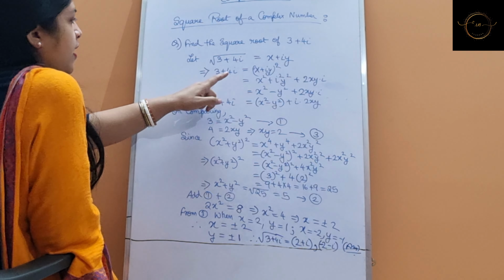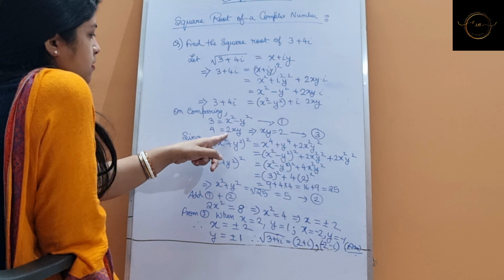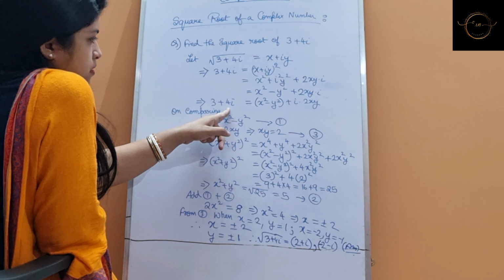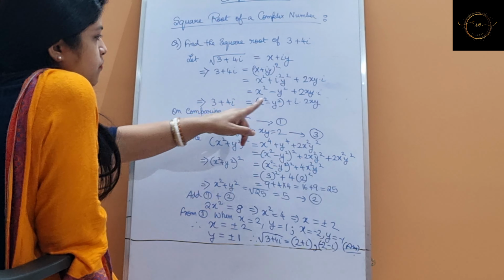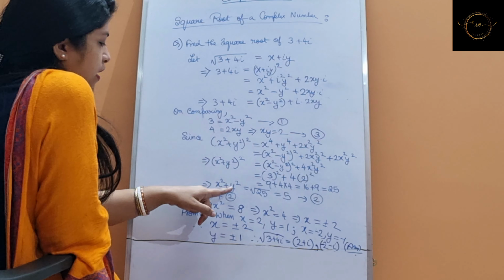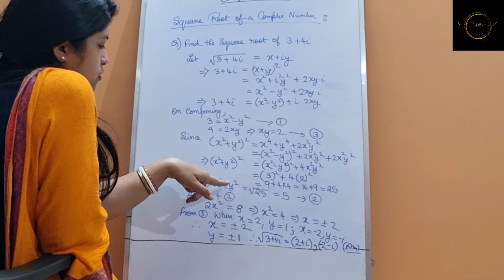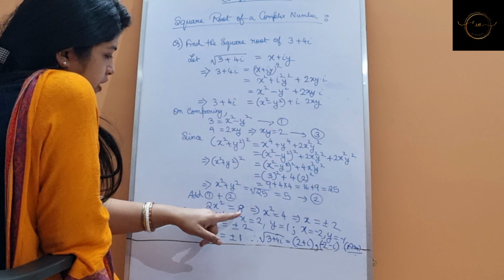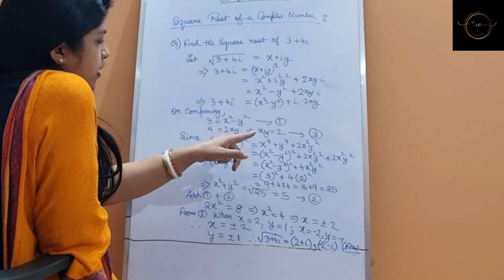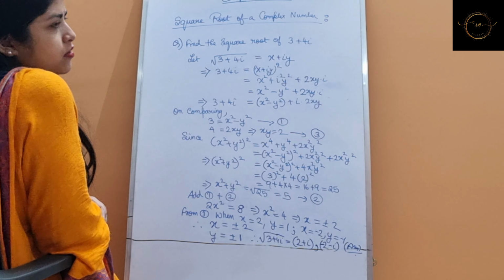So first and foremost, we have to expand the right hand side. Then we equate the real parts and the imaginary parts, that is 4 equal to 2xy. Then using this equation, I found the value of x square plus y square. Now we have x square minus y square and x square plus y square, and from there I calculated the value of x. There are two values of x, so for two values of x we will get two values of y. Then put the values over here, and we get the required square root.